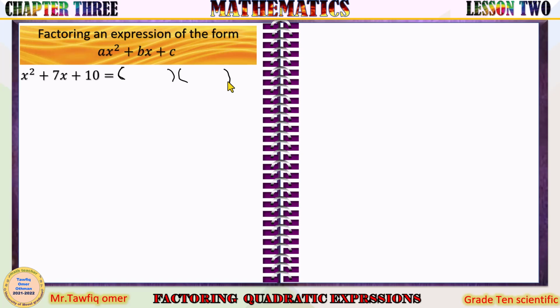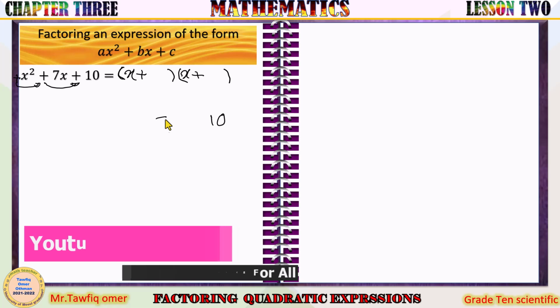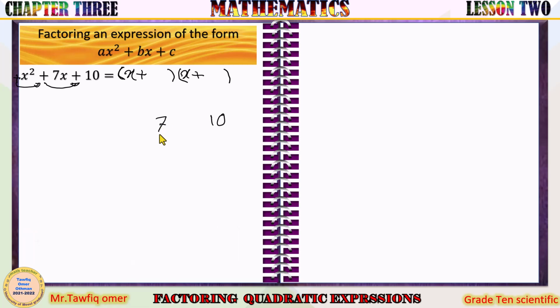After that, multiply the signs. The first sign is positive. Positive times positive is positive, and positive times positive is positive. And x squared becomes x times x. Remain the number 10, and the number 7, which is the middle.